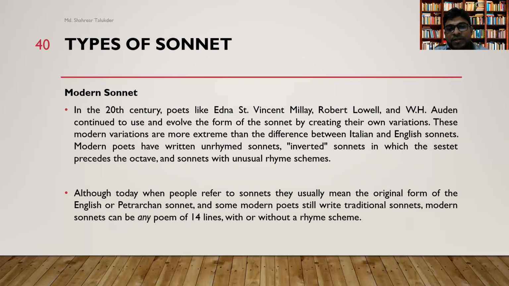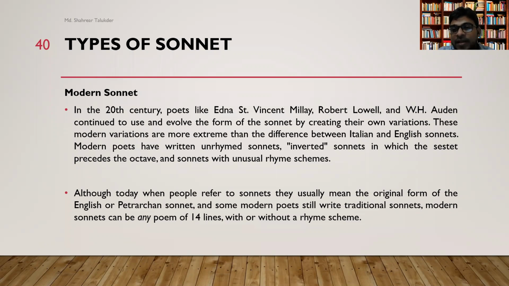These modern variations are more extreme than the difference between Italian and English sonnets. So you see, they have brought lots of changes in the style of sonnet. So they vary from the Italian and English sonnets. Modern poets have written unrhymed sonnets. It's very interesting, you see, inverted sonnets in which the sestet precedes the octave, and sonnets with unusual rhyme schemes.